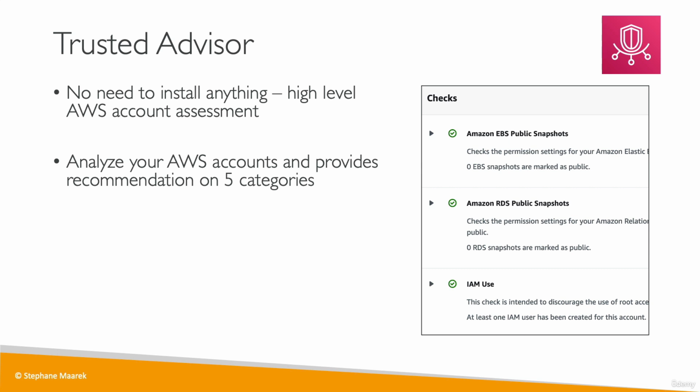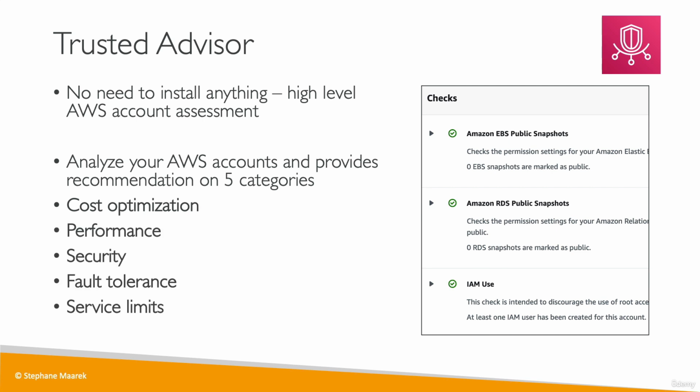It's going to analyze your account and provide recommendations on 5 categories, and you need to remember these 5 categories, so please learn them. We have cost optimization, performance, security, fault tolerance, and service limits. Remember these 5 categories because the exam will ask you, hey, what are 2 of the Trusted Advisor categories? So remember these 5 so that you can identify the ones that are correct in the question.